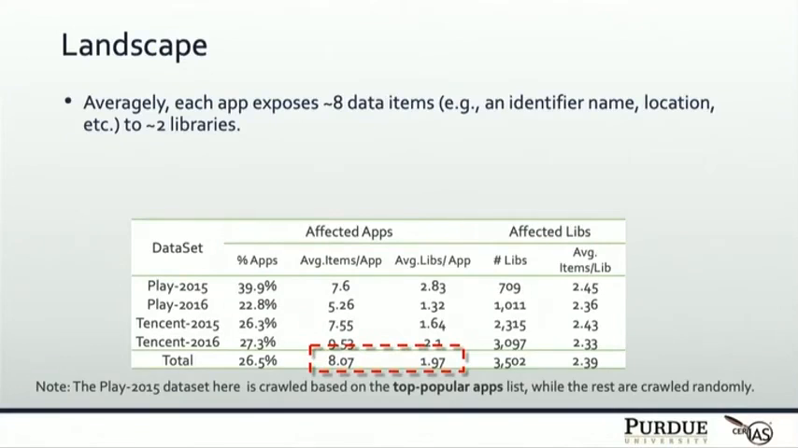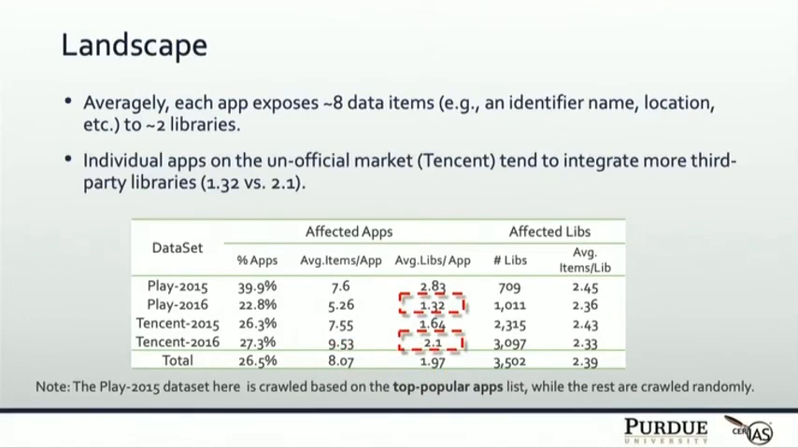Our evaluation also found that, on average, each app could expose 8 unique sensitive data items to about 2 third-party libraries. And if we compare these two data shown in the red square, we can see that unofficial app markets tend to integrate more libraries involved in private data leakage, likely because these unofficial markets mostly have a less restrictive vetting process, and they are more tolerant of suspicious behaviors.